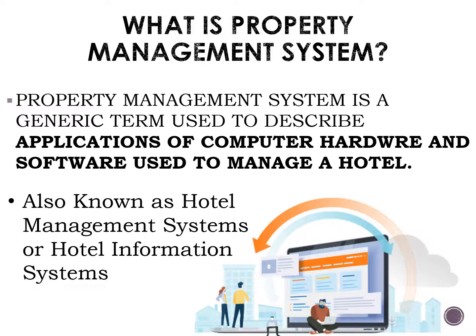The next slide is discussing the definition of a property management system. It's very simple. It refers to applications of computer hardware and software used to manage a hotel. So simply, the application is a system. Using that system we can manage a hotel, and to run it we should have different types of hardware and software. So the definition is very easy. The PMS is known as a hotel management system as well as a hotel information system. These two names are also similar names for the property management system.